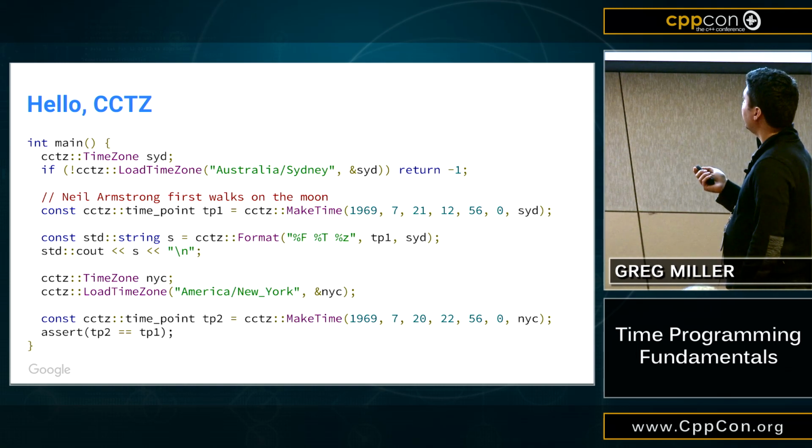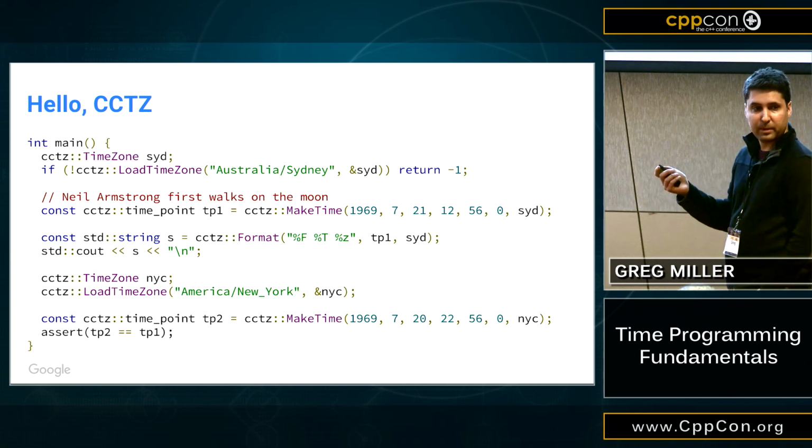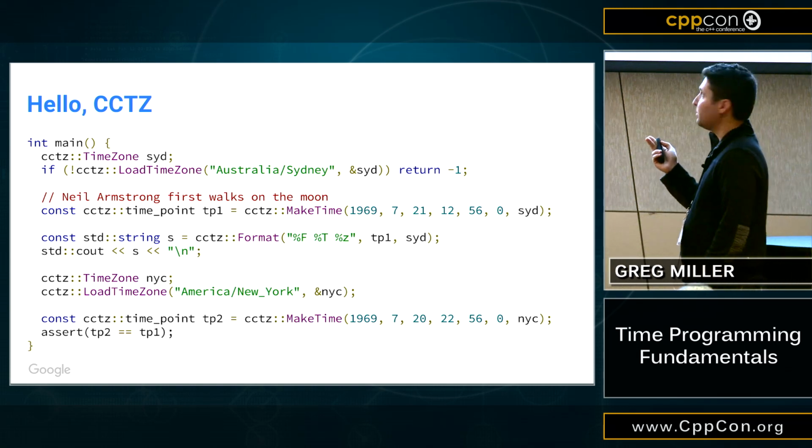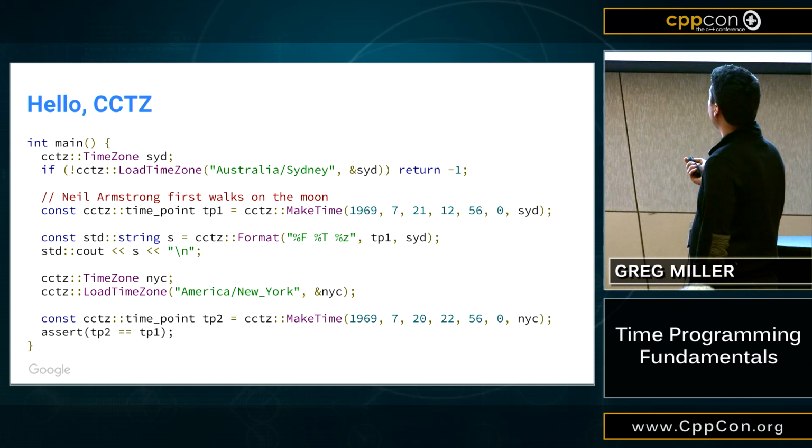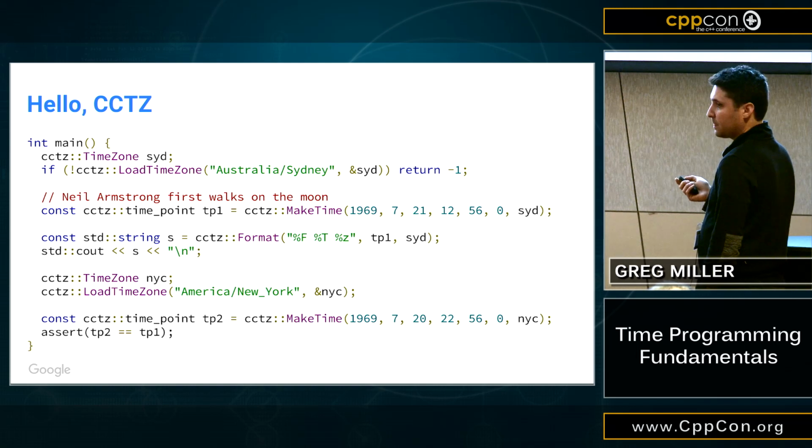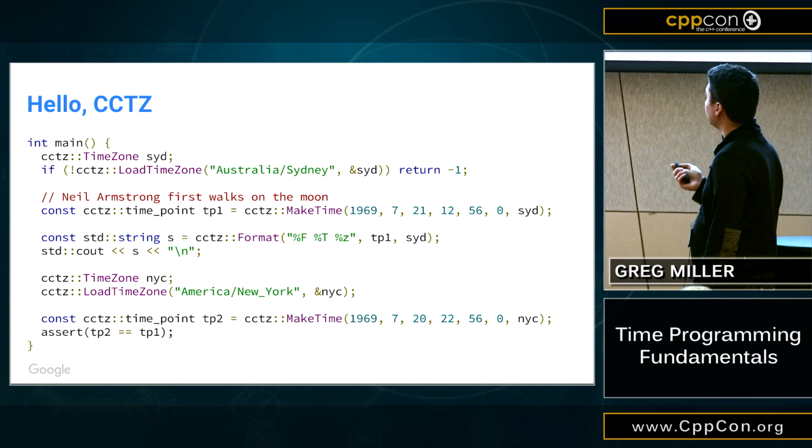And then I'm just going to come down here and call CCTZ format. Again, this is very similar to strftime, except there's a few extended format specifiers that I won't be talking about but are documented. And format takes an absolute time and a time zone, and it's going to go ahead and format this. A time point, yes, which is an absolute time. Yes, it takes a time point and a time zone.